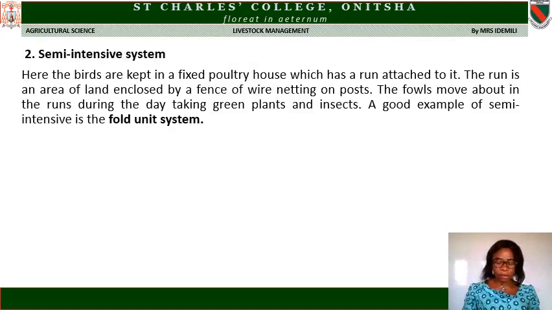Now, the second system of rearing poultry birds is the semi-intensive system. Here, the birds are kept in a fixed poultry house, which has a run attached to it. The run is an area of land enclosed by a fence of wire netting on posts. The fowls move about in the runs during the day, taking green plants and insects. A good example of semi-intensive is the fold unit system.